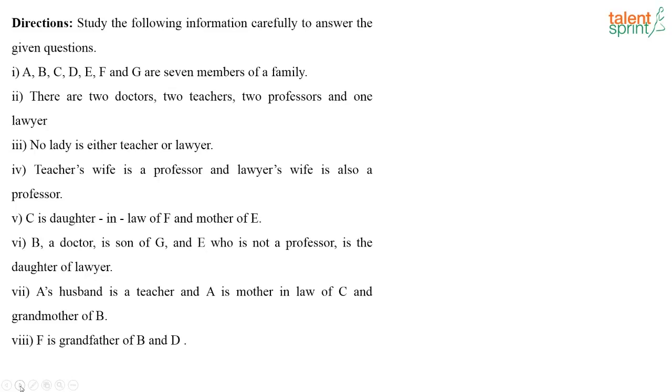What is given here? A, B, C, D, E, F and G are 7 family members. There are 2 doctors, 2 teachers, 2 professors and 1 lawyer. No lady is either a teacher or a lawyer. The teacher's wife is a professor and the lawyer's wife is also a professor. Now what is given here in the 5th statement? They say C is the daughter-in-law of F and mother of E.